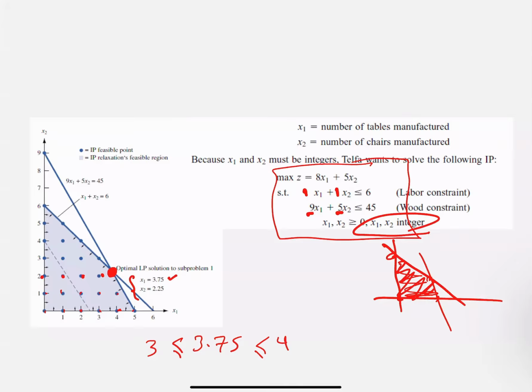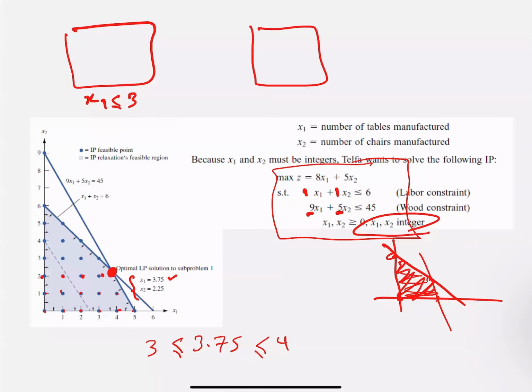I'm going to create 2 sub-problems. One problem says the original plus this new constraint, x1 less than or equal to 3. That is sub-problem 1. This is the second sub-problem, x1 greater than or equal to 4. These are 2 new problems: whatever was the original problem plus the new constraint, or a new cut, we could call it.